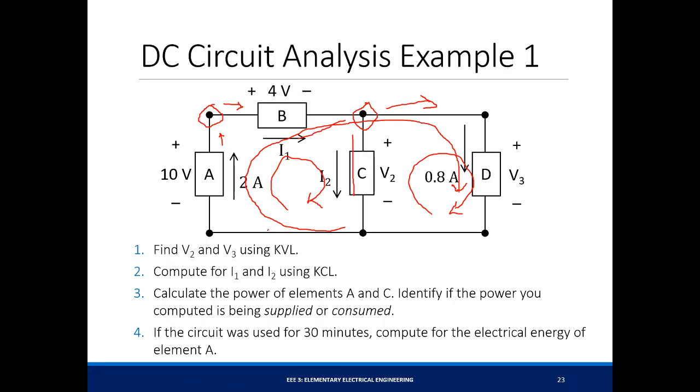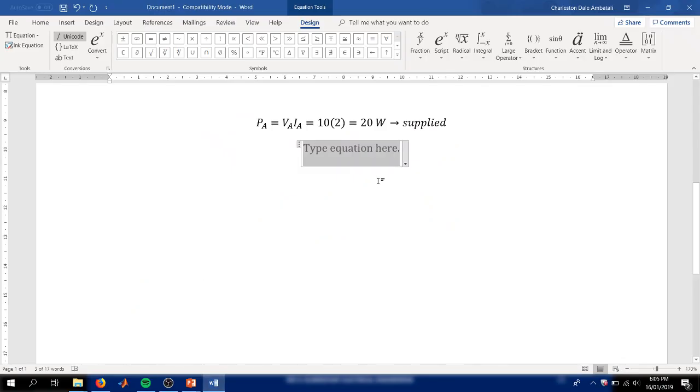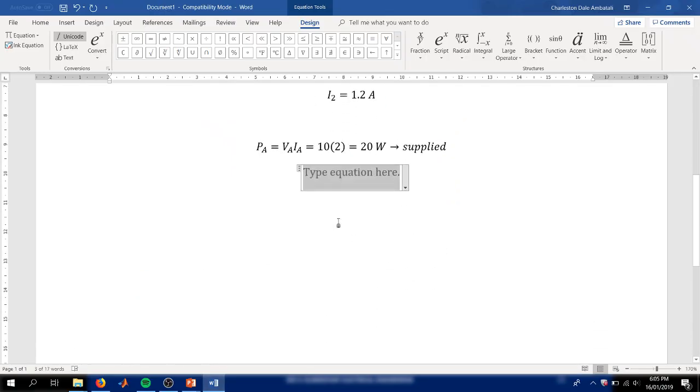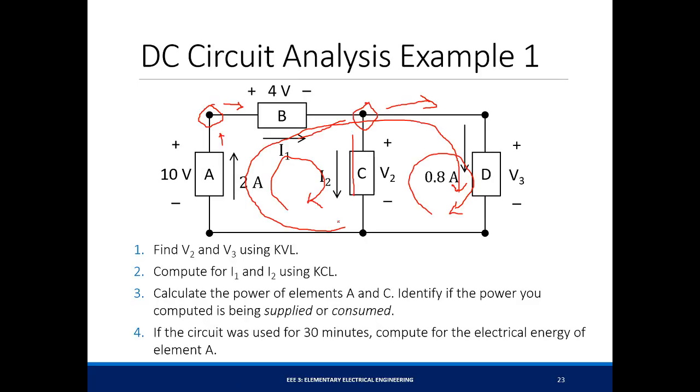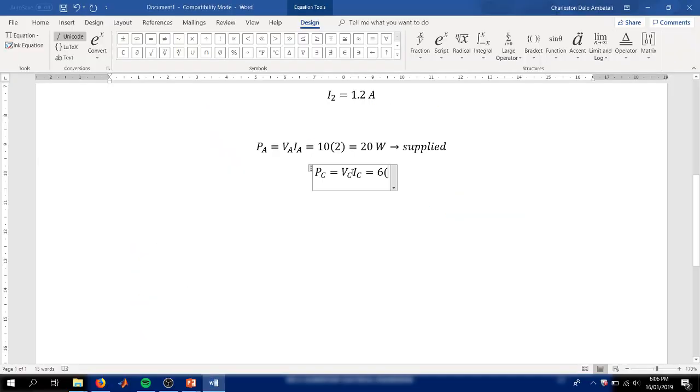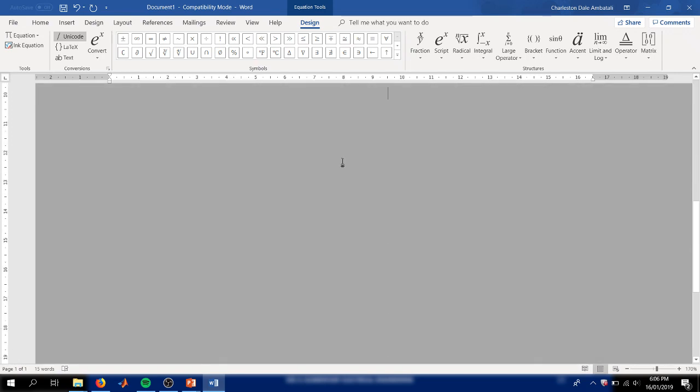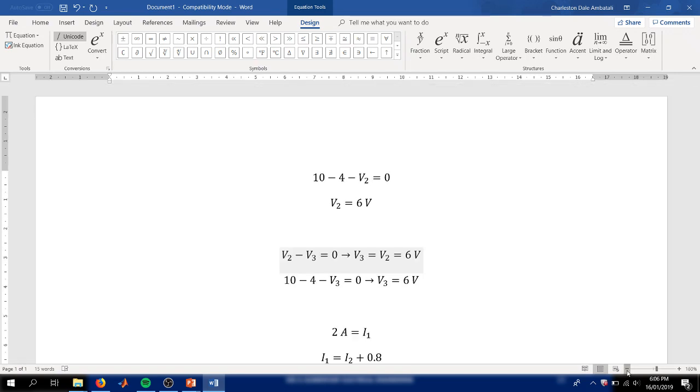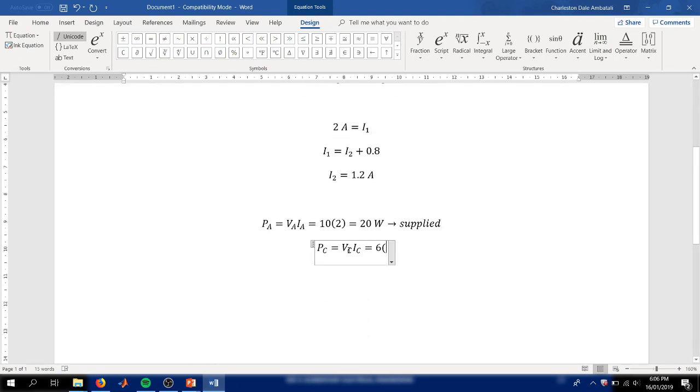And for element C, right here, element C has a voltage V2, which is solved earlier. That's 6 volts. So the power across C is the voltage across C times the current flowing through C, which is 6 volts times the current that we have solved, I2, so that's 1.2 amperes, and that is equal to 7.2 watts.